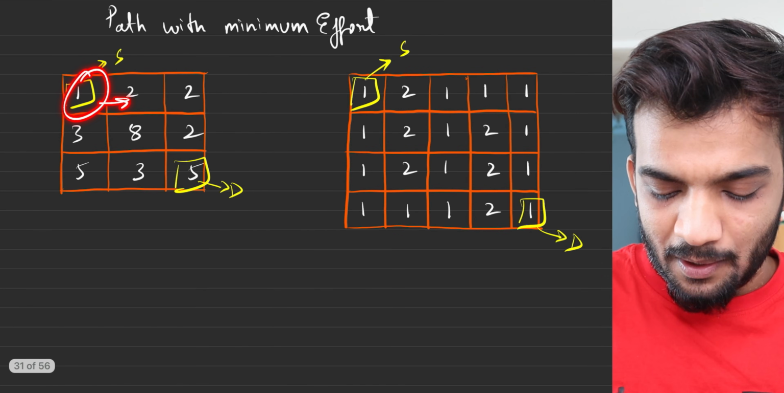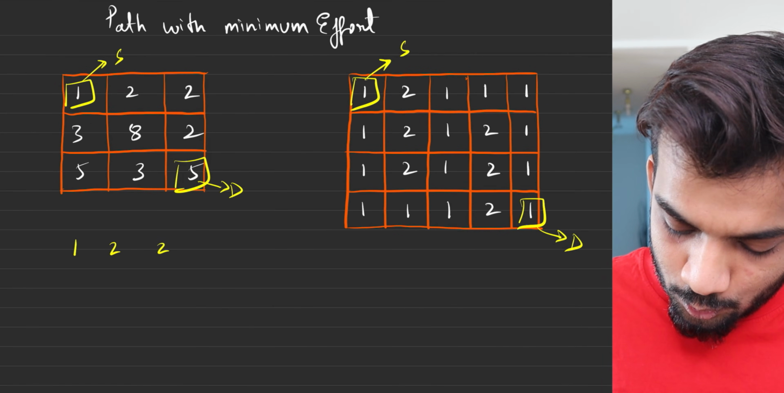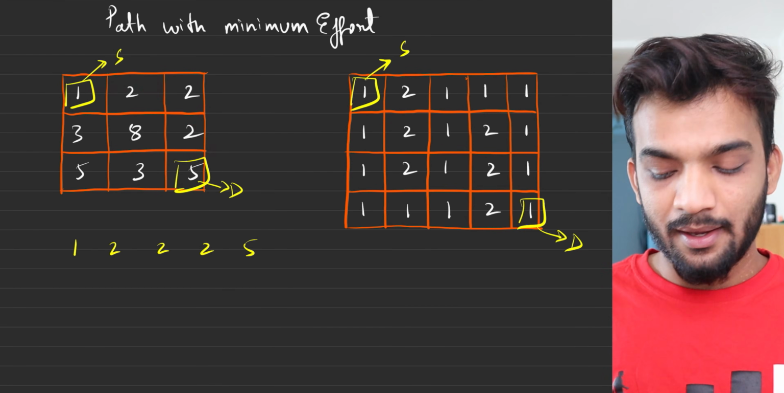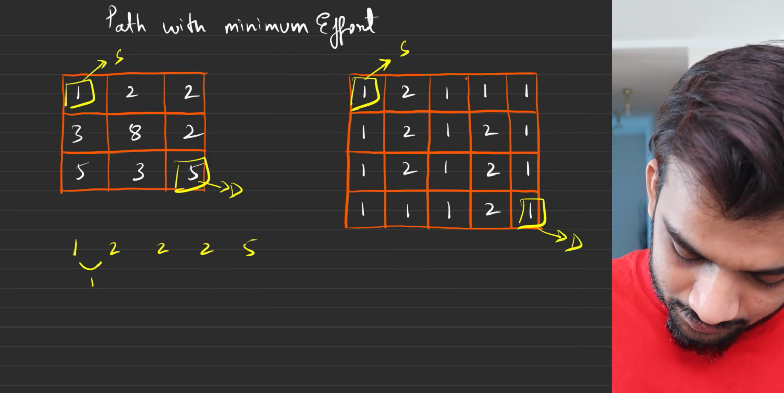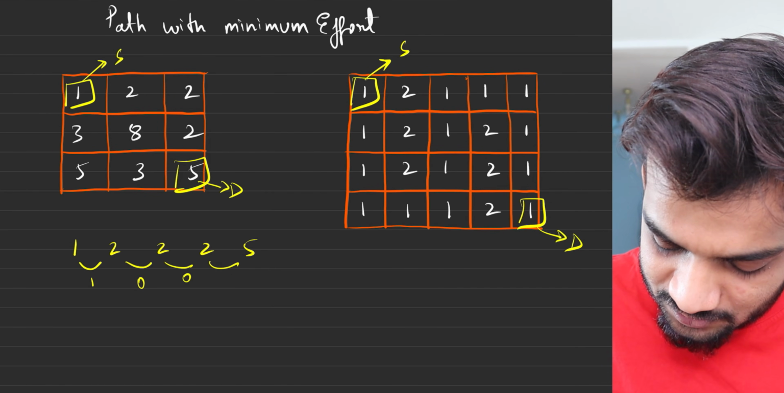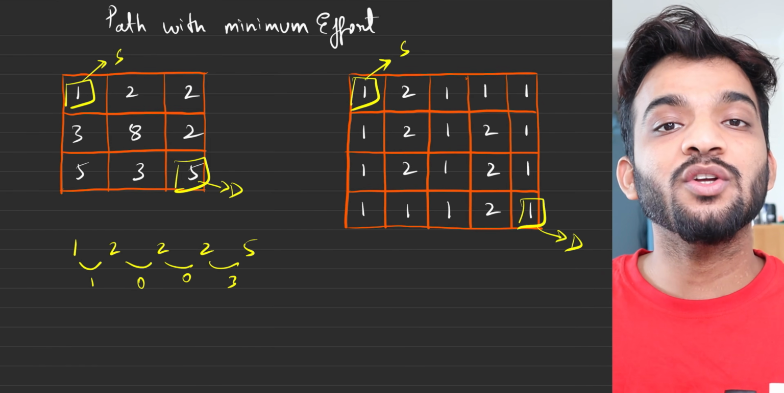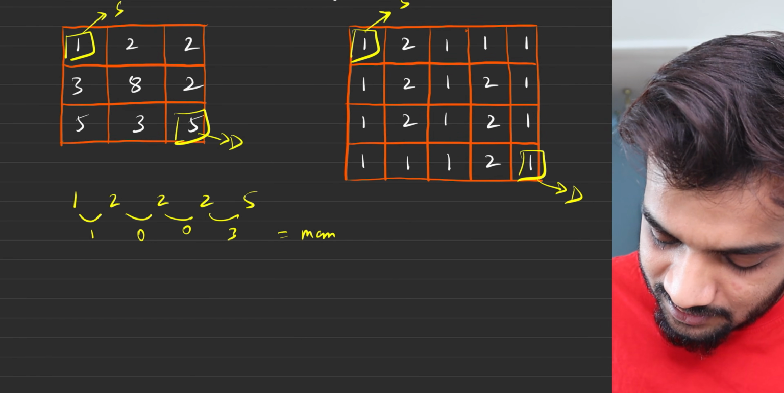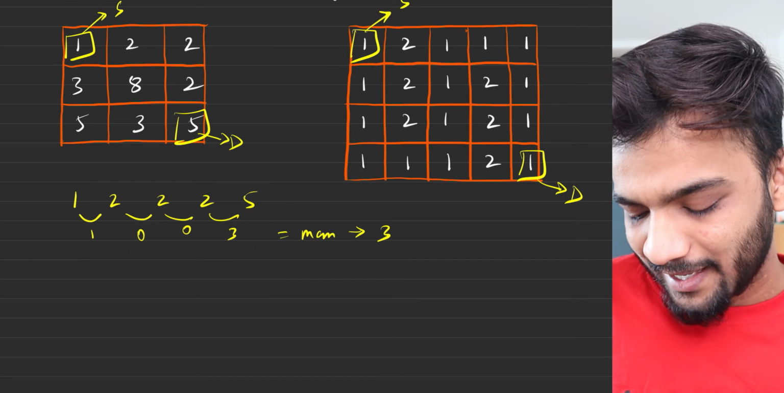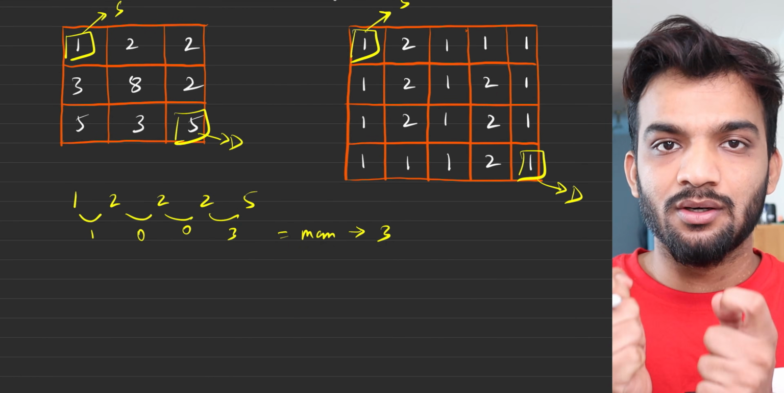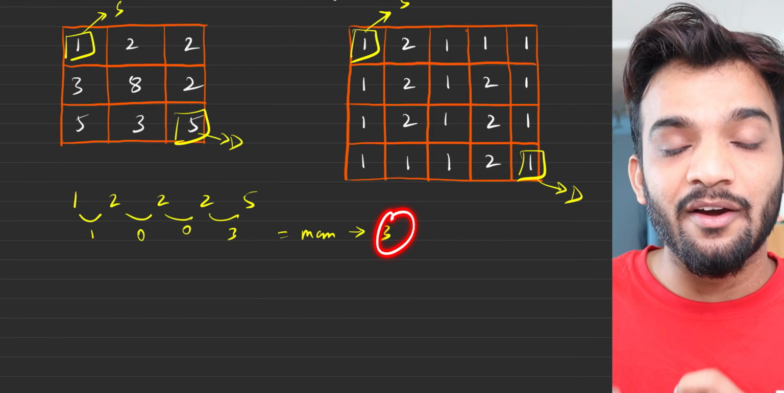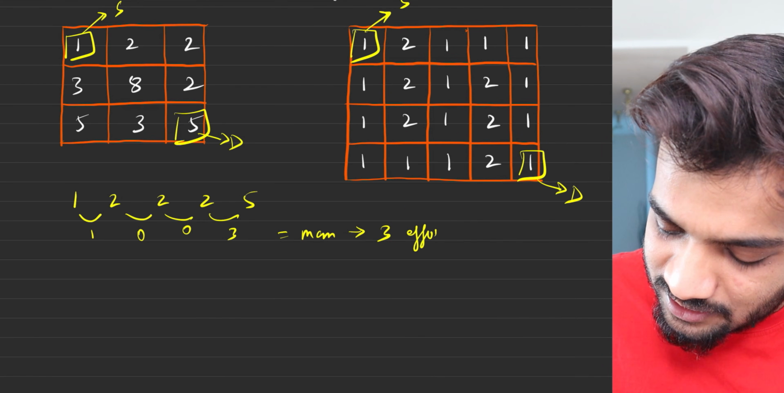Now, if I take this path, let's write this path: 1, 2, 2, and 2, 5. This is the path where we go here, here, here, and here. Now, let's find the differences. The difference is 1, the difference is 1, the difference is 0, and the difference is 3. Out of all the differences, which is the maximum? Can I say the max is 3, because I have only 1, 0, and 3? So the maximum of them is 3. This is what the route's path will take as the effort. 3 is the effort that it will take.